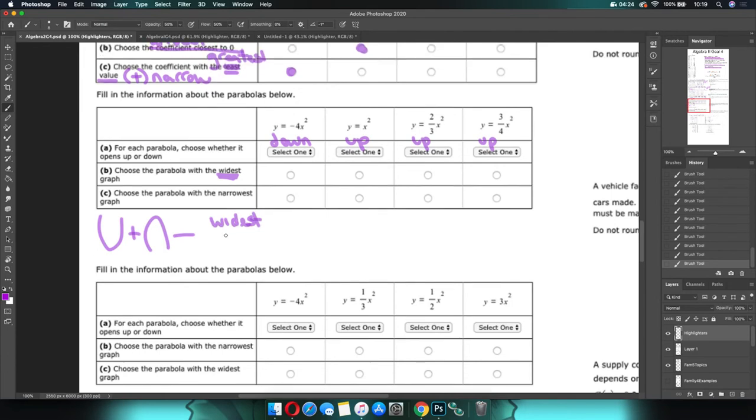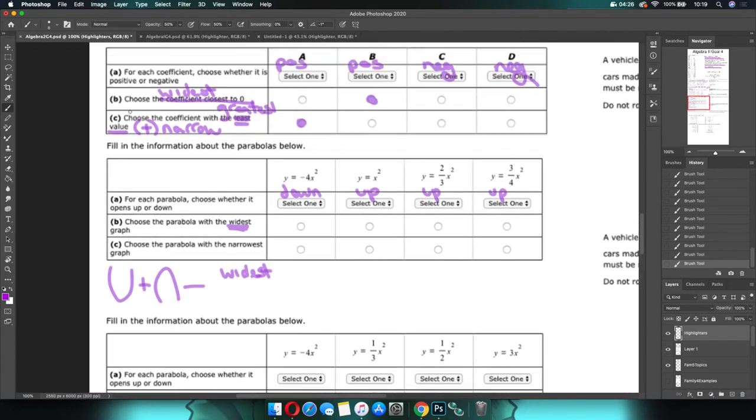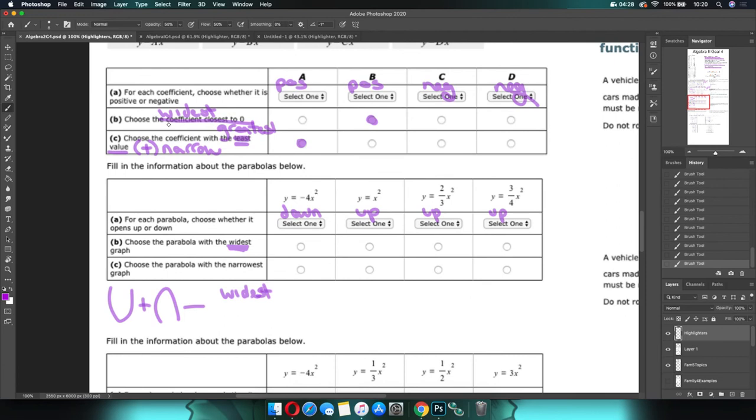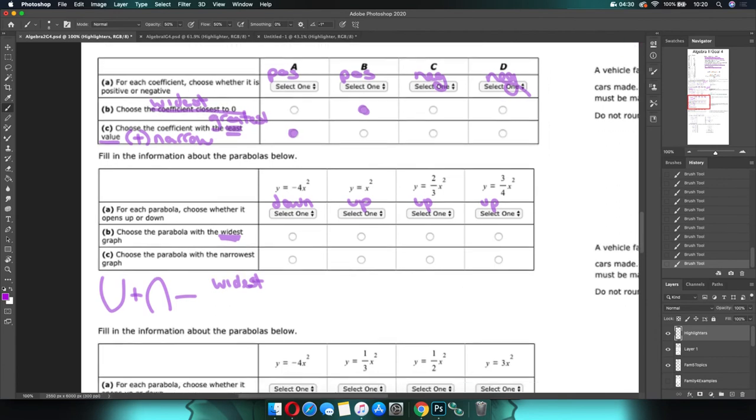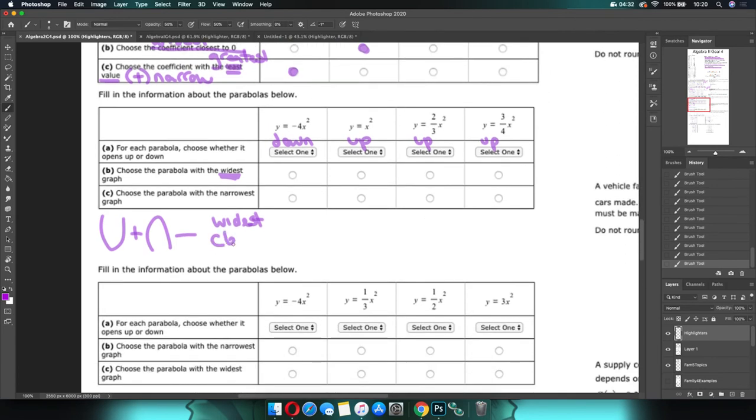What was it that we were looking for up here? Let's see here. Widest meant coefficient closest to 0. So that's closest to 0. And what they actually mean is what's your smallest fraction. That's ultimately what they're kind of looking for.